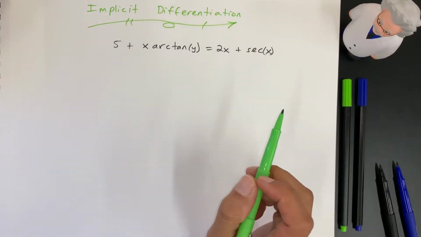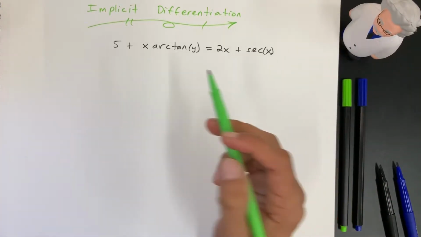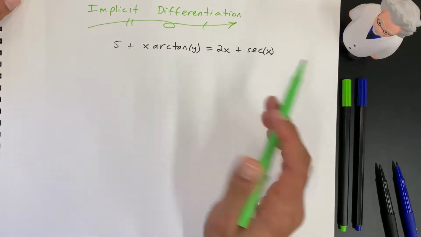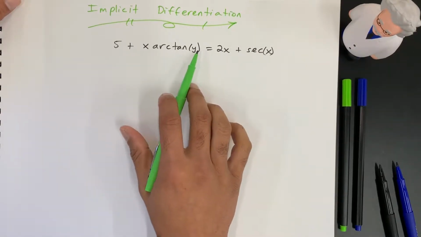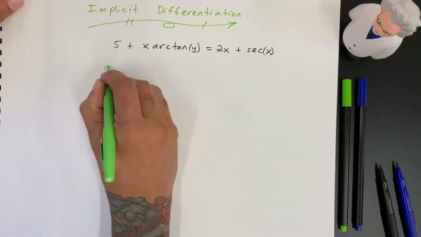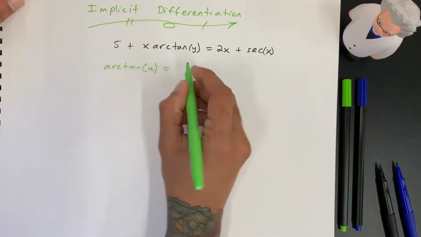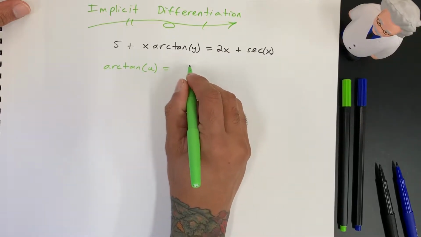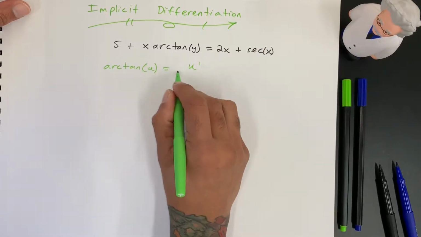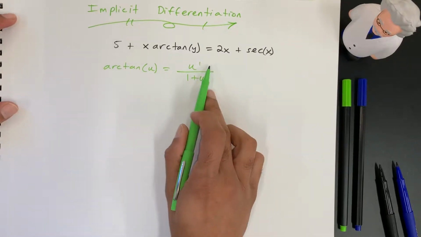Here we take a look at another implicit differentiation problem. And so to take the derivative of this, I want to make sure I have no exponents, which is fine. And just want to make sure I remember what the derivative of arctan is. So if I have arctan of u, for example, I'm going to have the derivative of u, u prime, this inside, over 1 plus u squared as my derivative.